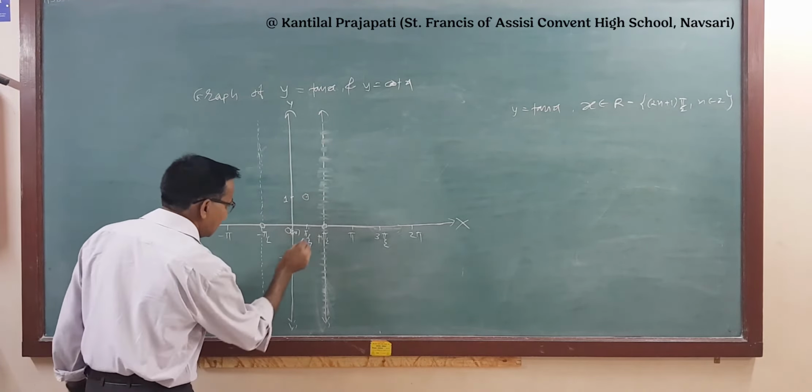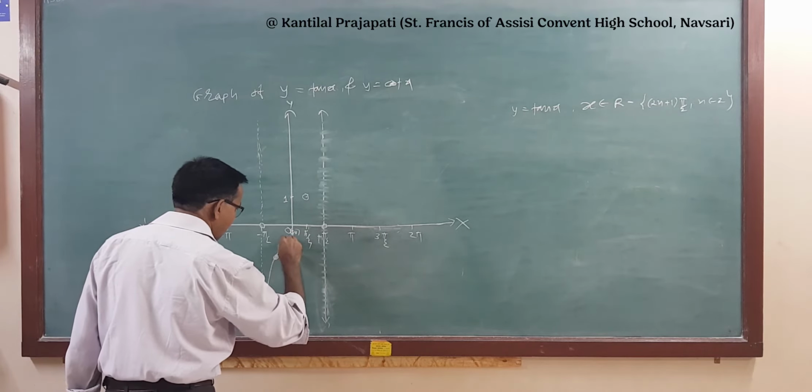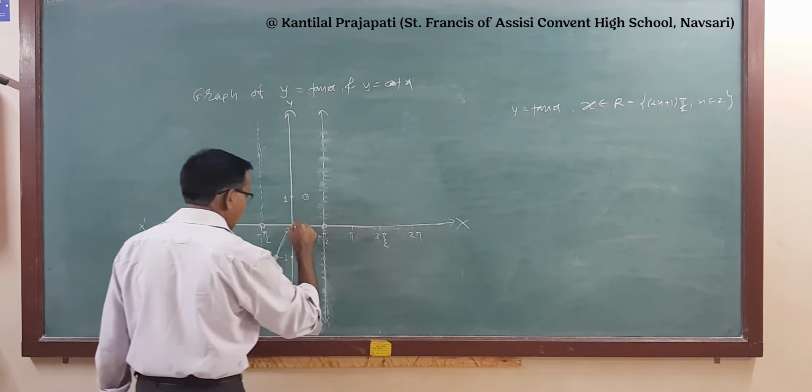The range of the tan function is R. That is, y goes to plus infinity on this side and minus infinity on the other side, but it does not touch this line. The curve goes nearer and nearer to the line x is equal to minus pi by 2. These never intersect or touch each other. It goes very near to this line, this curve. And this is the graph of y is equal to tan x.